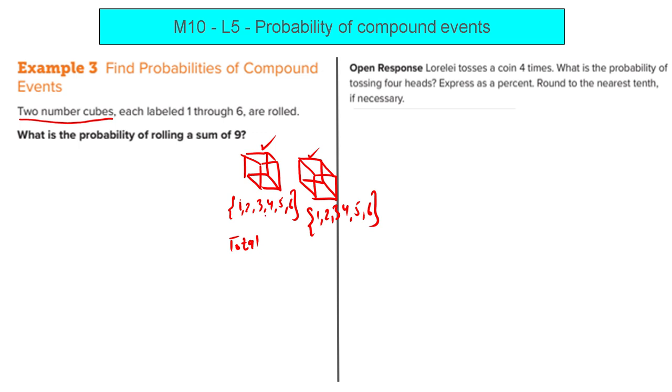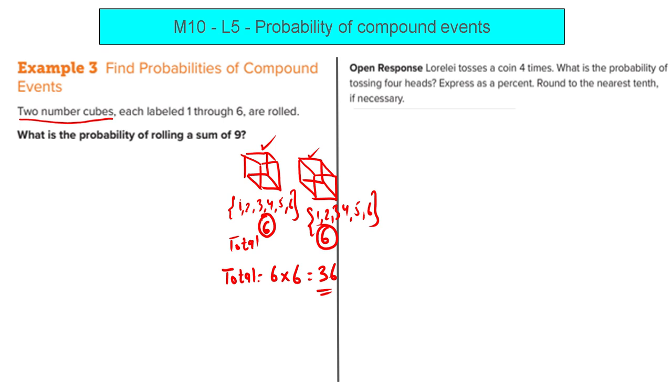Like this, how many outcomes can I get? There is a very easy way to find the outcomes. Check. On this number cube, how many numbers are there? 6 numbers are there. On this number cube, how many numbers are there? 6 numbers are there. You just simply multiply these numbers. Total equals 6 multiply 6. So you can get 36 different outcomes.